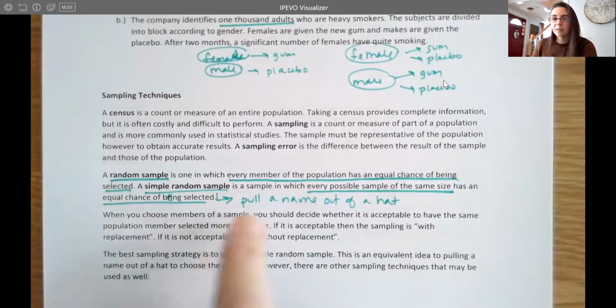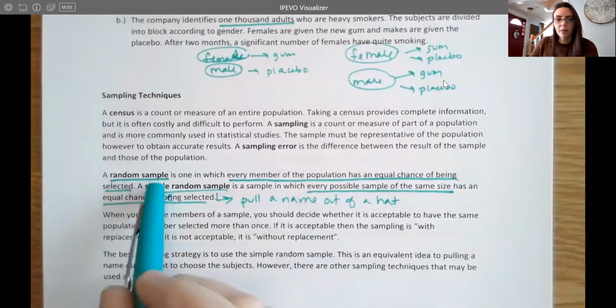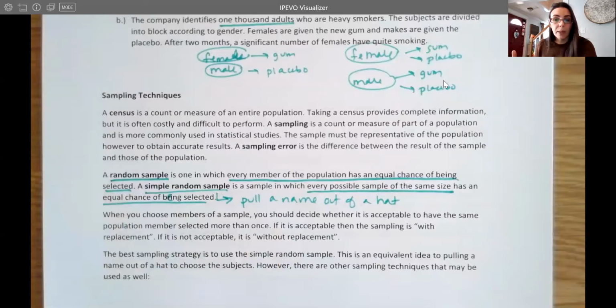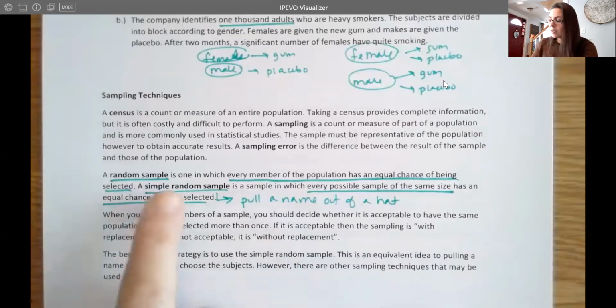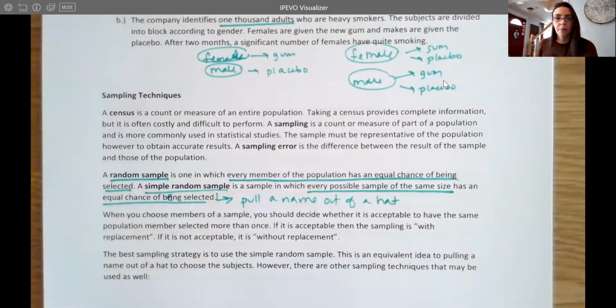But it's not the same as pulling individual names. I'm kind of grouping people. So that's the difference. Random samples can still occur even if you group people together. We're going to see some examples of that in a minute, or have a more systematic way to do it. But your simple random sample is back to when we were little and pulling names out of a hat to get groups. So that's your simple random sample.